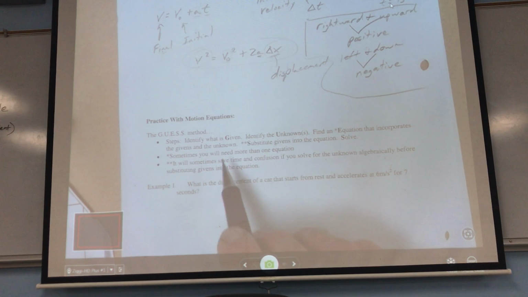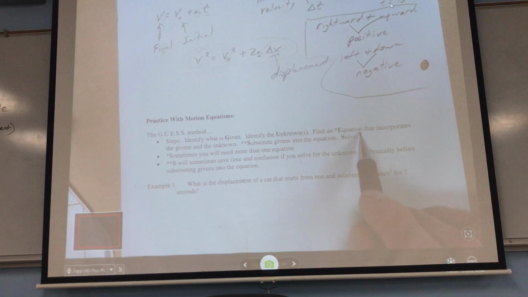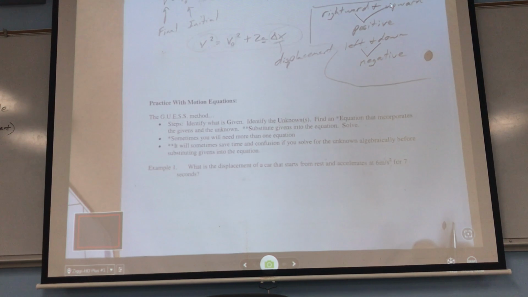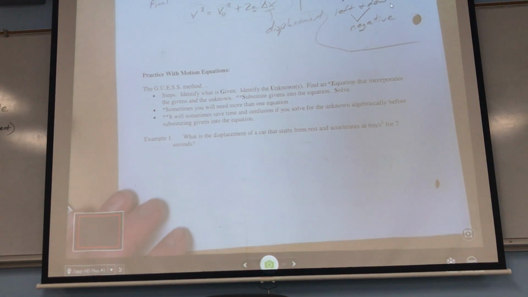So the way it works is, first you identify the givens, what you are given in the question. Then you identify the unknowns that you're looking for. Then find an equation that has most of your givens and lists the unknown as well. Then you substitute and then solve. And that's what the GUESS method stands for. It's an acronym. I'm not going to follow it exactly because I don't really like that, but at least if you don't know where to begin, try the GUESS method. So we'll do a couple of examples and we'll be done with this.